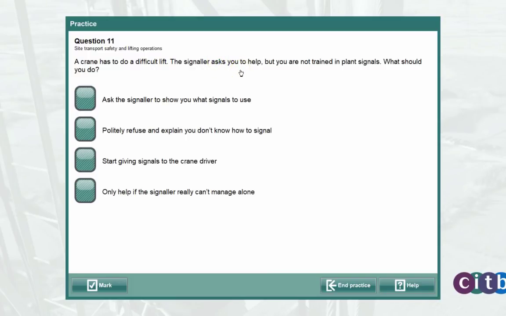A crane has to do a difficult lift. The signaller asks you to help, but you are not trained in plant signals. What should you do? Ask the signaller to show you what signals to use. Politely refuse and explain you don't know how to signal. Start giving signals to the crane driver. Only help if the signaller really can't manage alone.